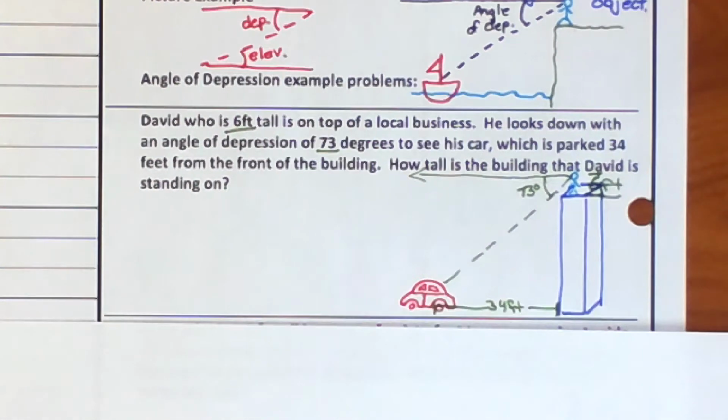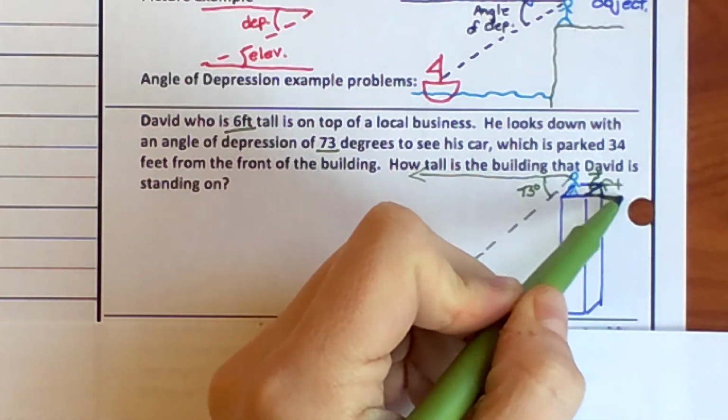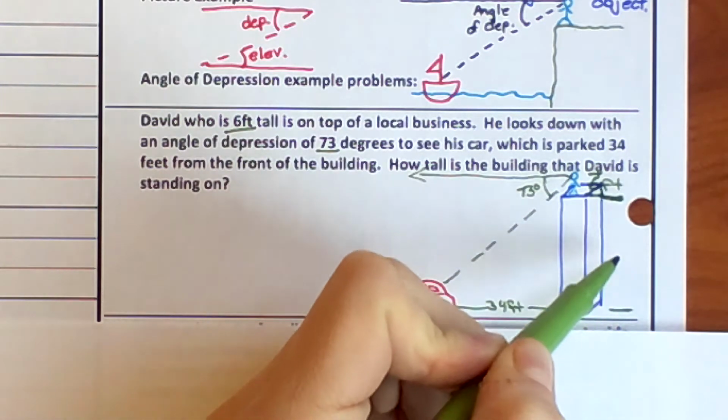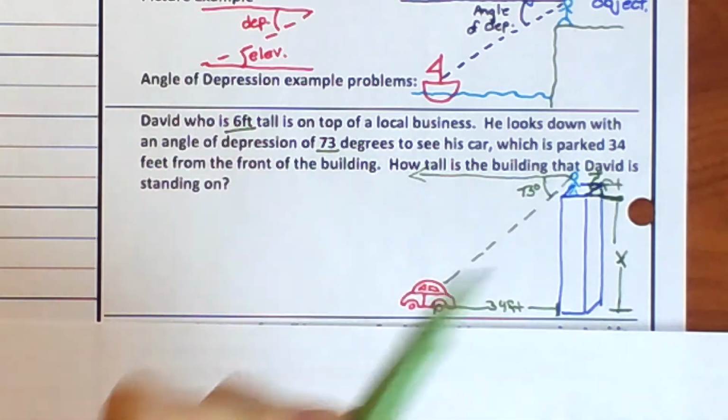Okay, so we have our 34 feet from the front of the building. How tall is the building that David is standing on? So we want to know how tall is over here. So the top of the building down to here to the ground. That is what we are searching for. So I have my X labeled right there.